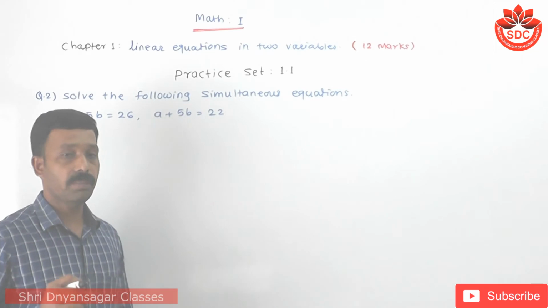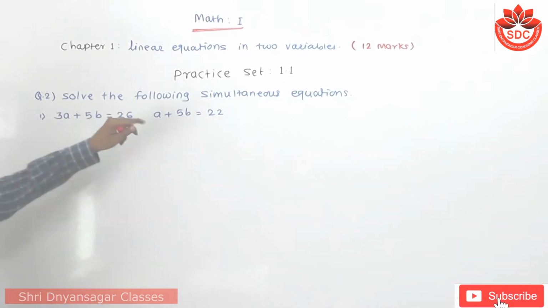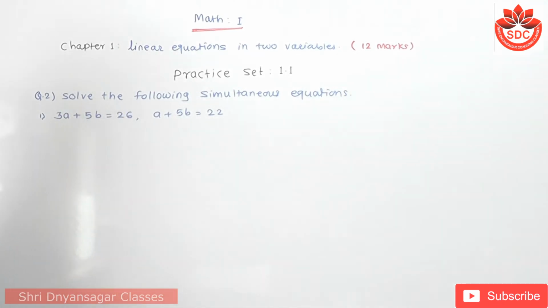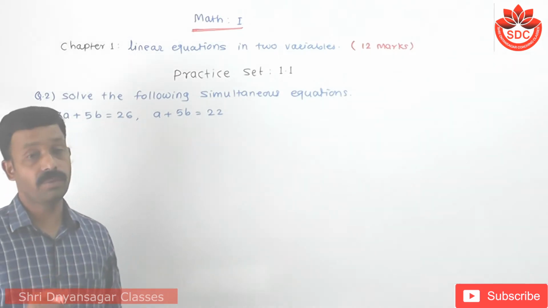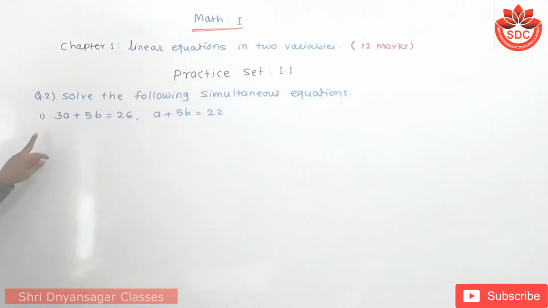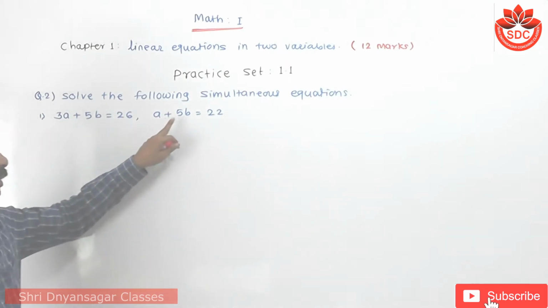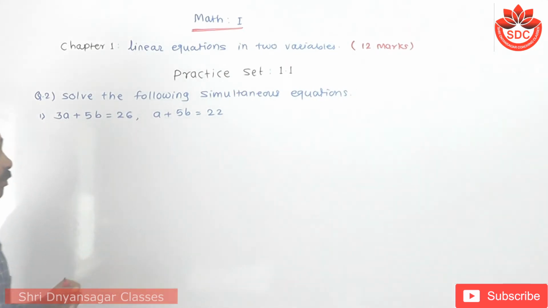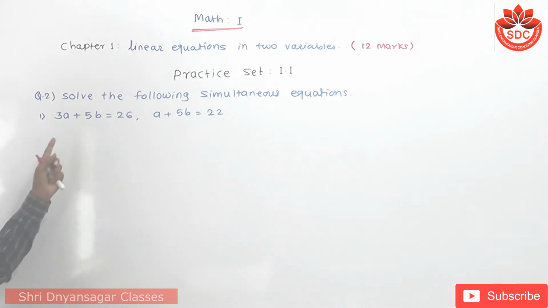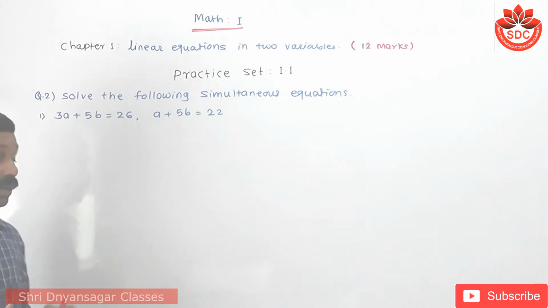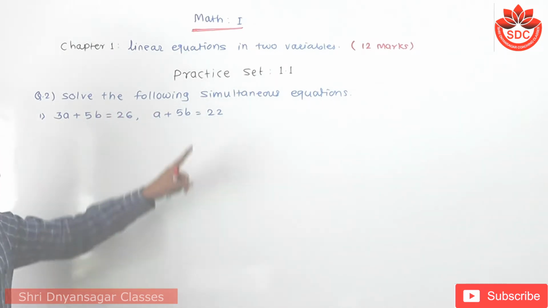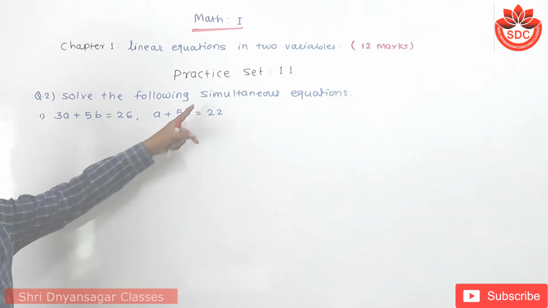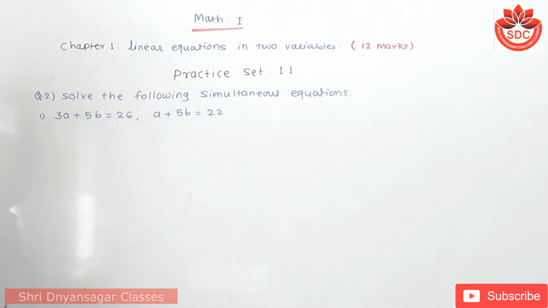Okay, question number second. Solve the simultaneous equations, meaning you have to find the value of the variables. Now the first question is 3a plus 5b equals 26 and a plus 5b equals 22. Student, when we observe here, the variables are a and b, which have degree 1, so it is called linear, and there are two equations, so this is called a simultaneous equation.